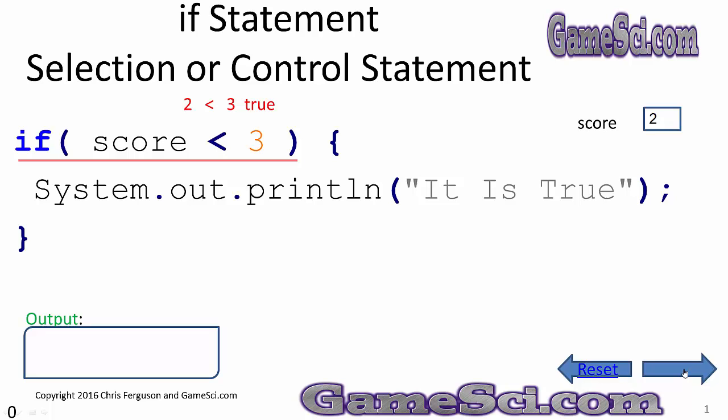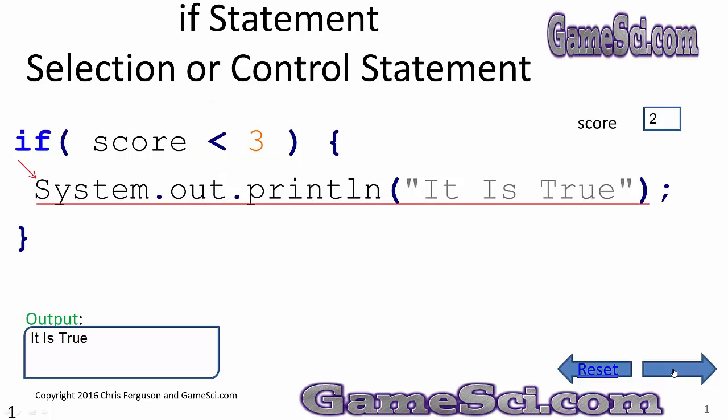We're going to set up a variable score here, and you can see that score has the value 2 currently in it. So I'm going to do if score less than 3. Well, that's 2 less than 3, and 2 less than 3 is a true statement. When this statement is true, what's going to happen is we will select this code to execute and print out it is true. And you can see it is true came out on the output.